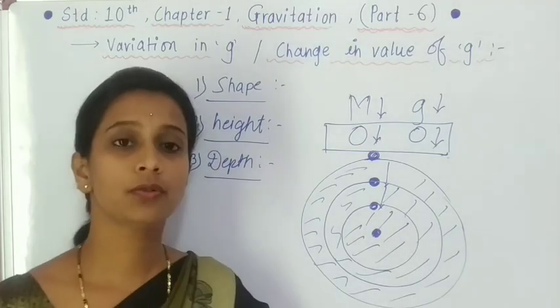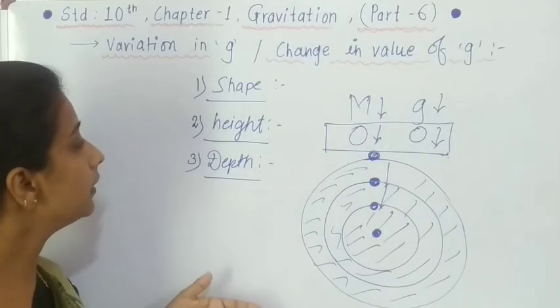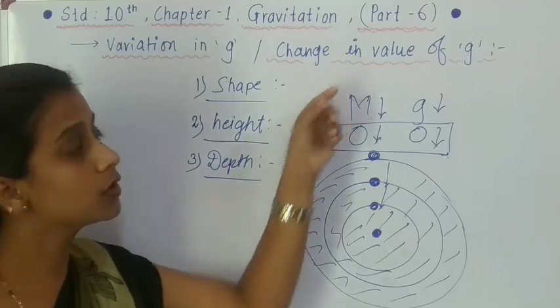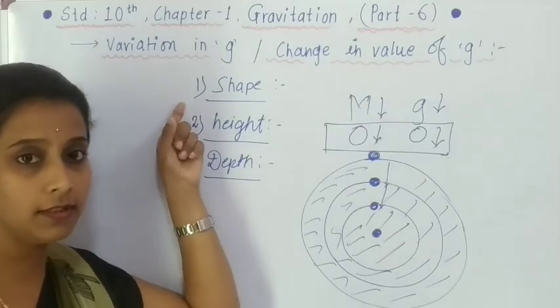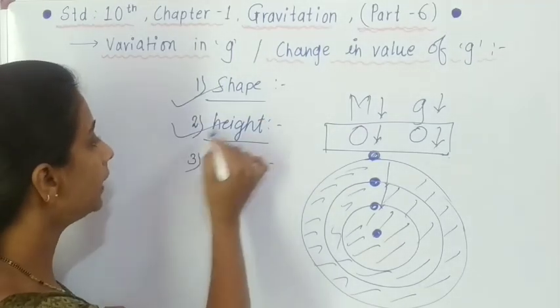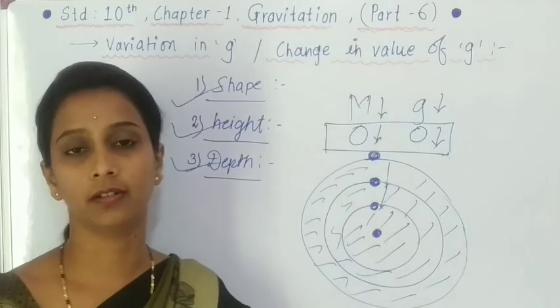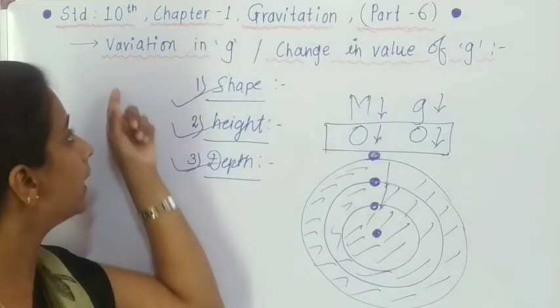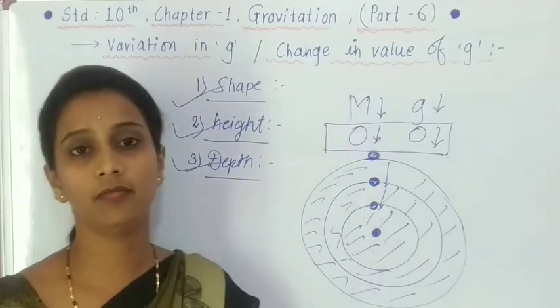Okay students, so in this way what we have studied here is that the value of g changes according to 3 conditions, that is the shape, height and depth of the earth. So this is about the variation in g, or the change in the value of g.